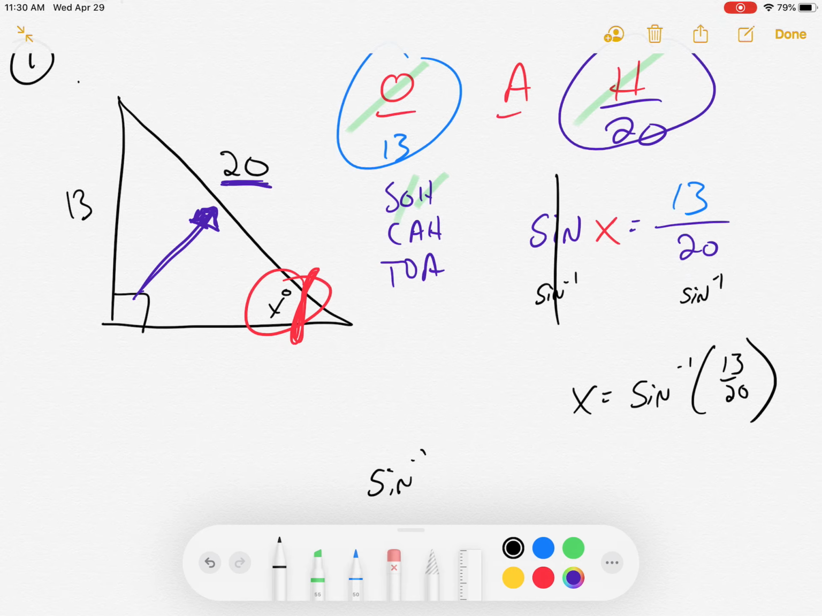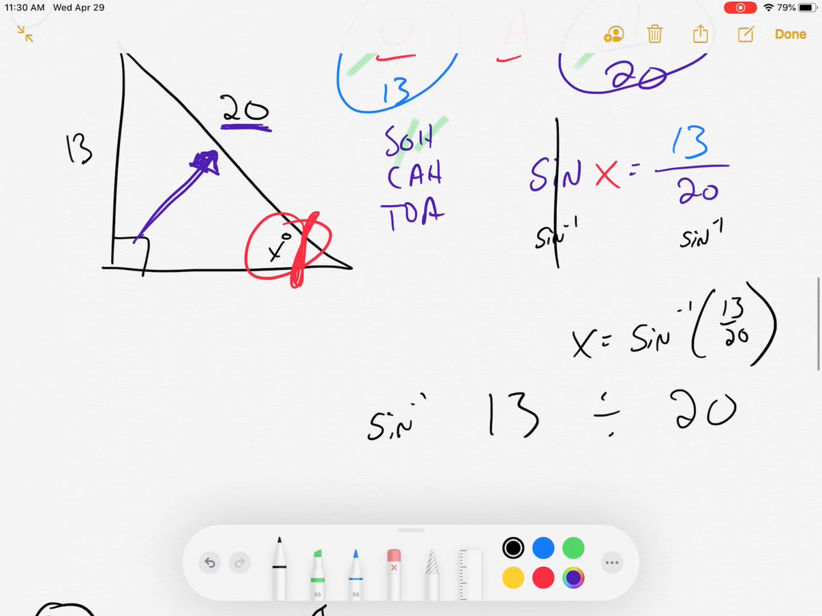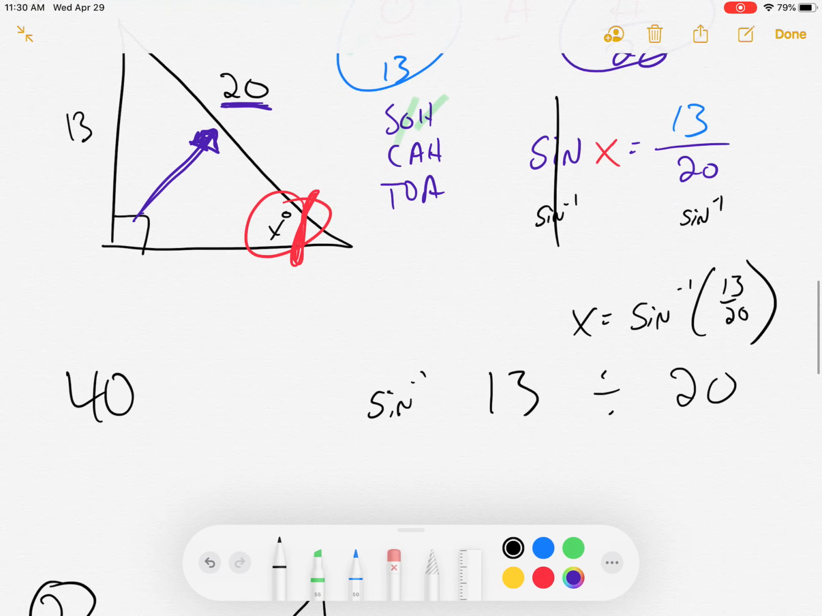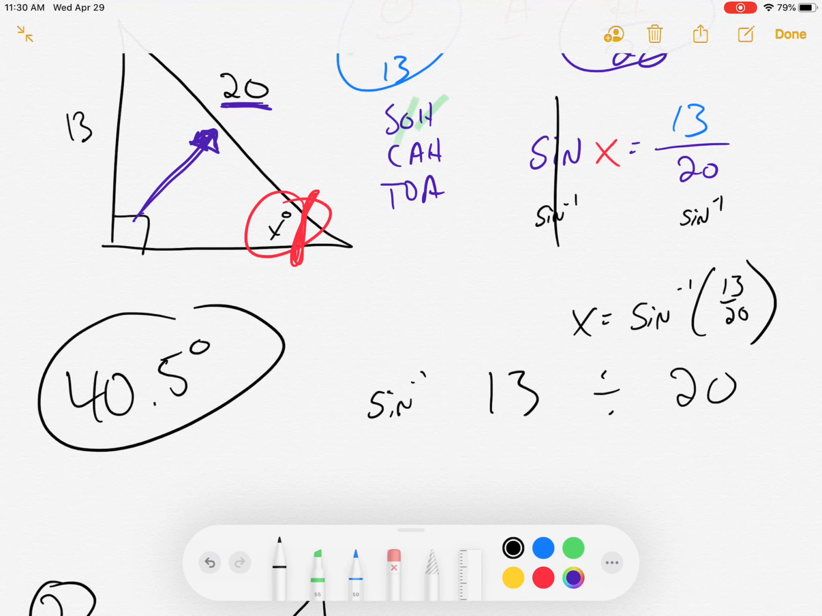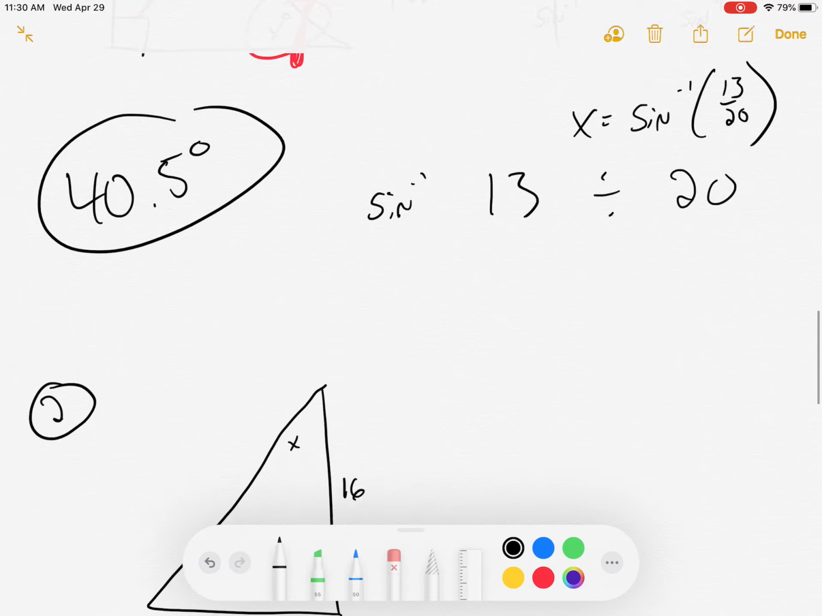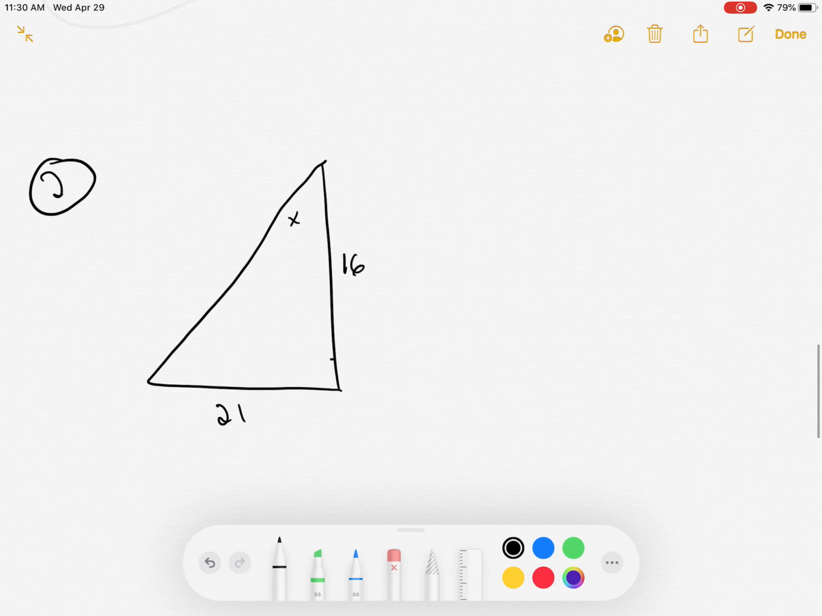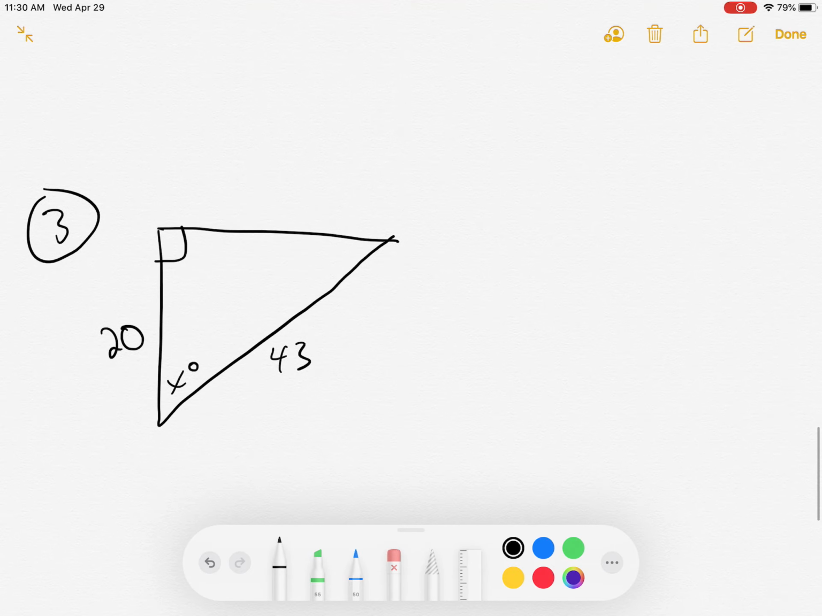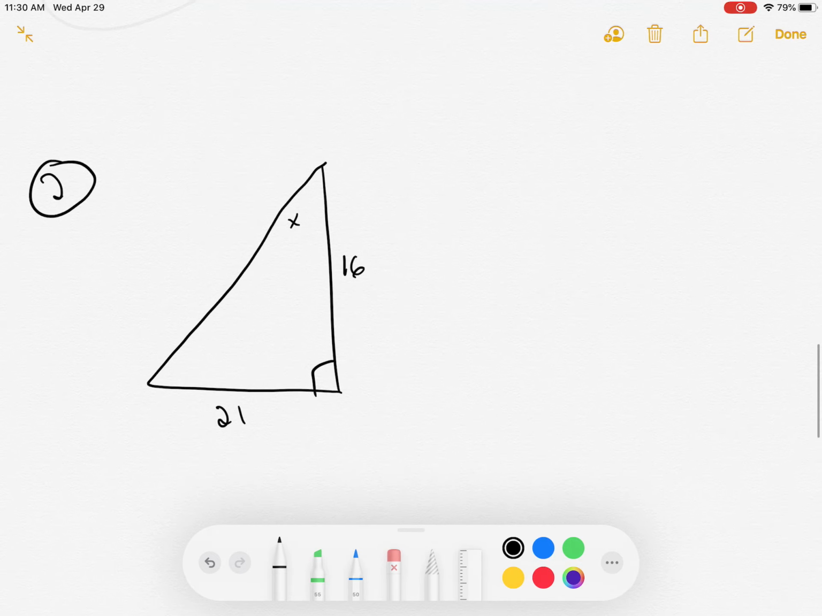Again, we're going to type inverse sine. You're going to type 13, you're going to hit divided by, you're going to hit 20. When you type all that in, you should get 40.5 degrees. Round to 1 decimal, that's fine by me. 40.5 is that angle. This is a right angle.